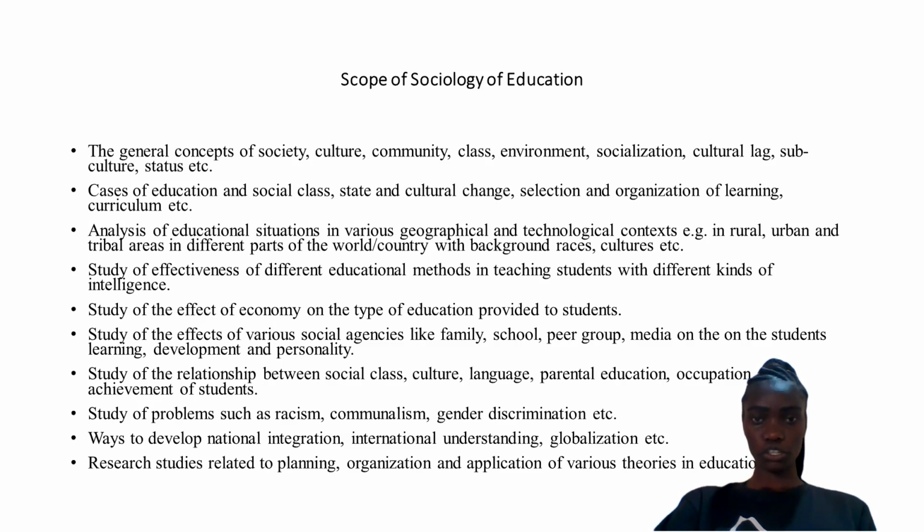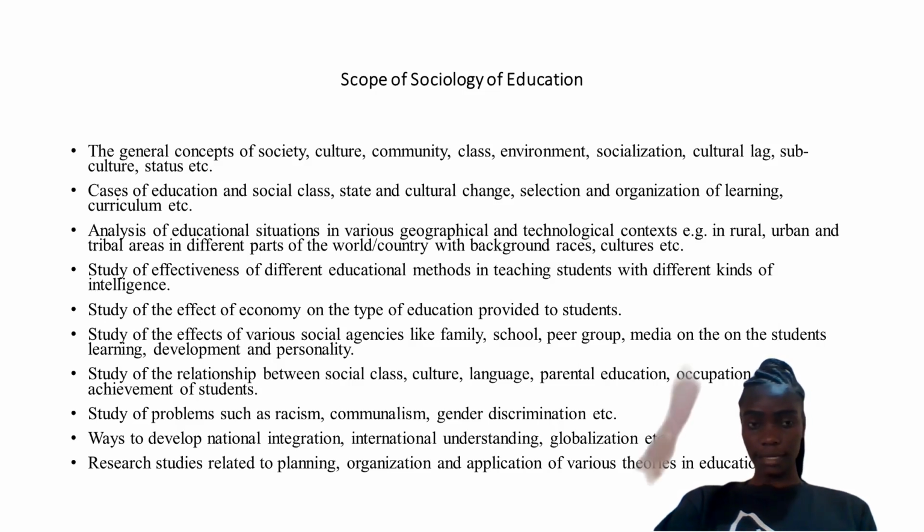The scope of sociology of education. There are many, but we're going to look at at least 5 of them. The first one is the general concept of society, culture, community, class, environment, socialization, cultural lag, subculture, and status, which are studied in sociology of education. The second one, cases of education and social class, state and cultural change, selection and organization of learning, and curriculum take place in sociology of education.